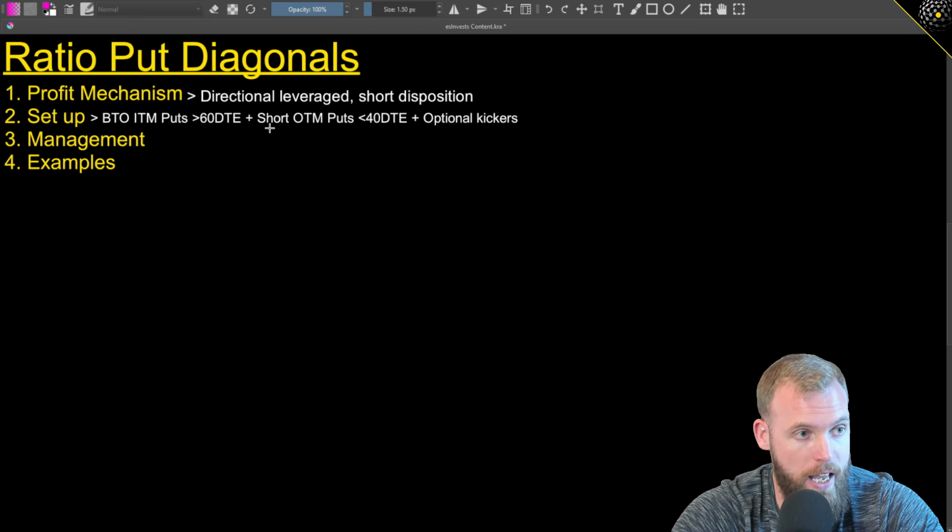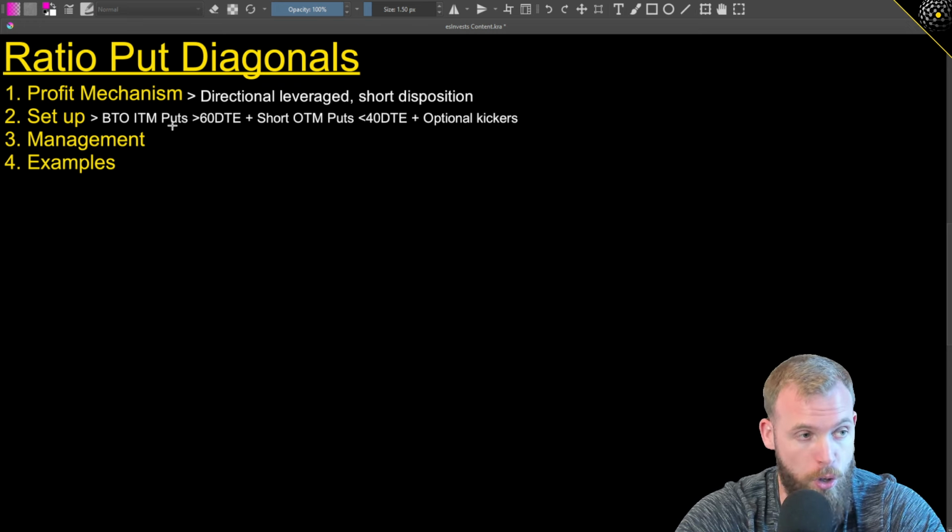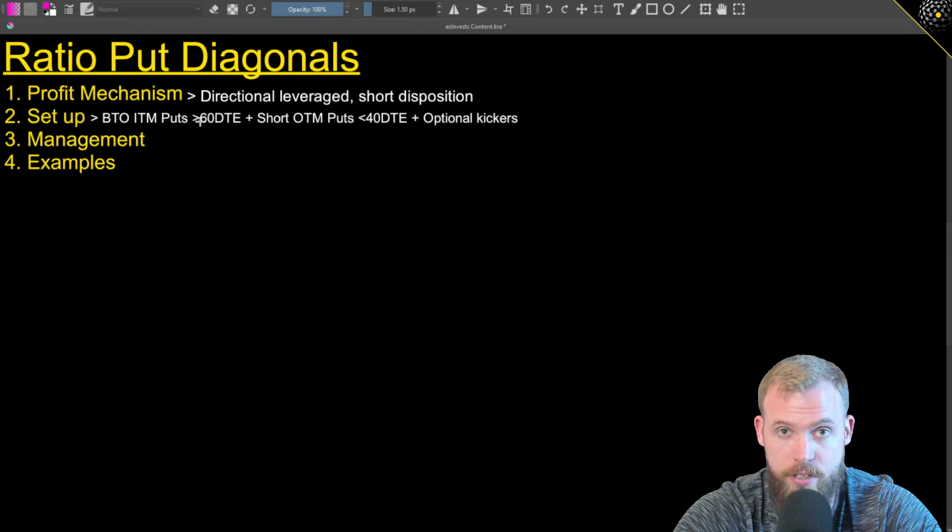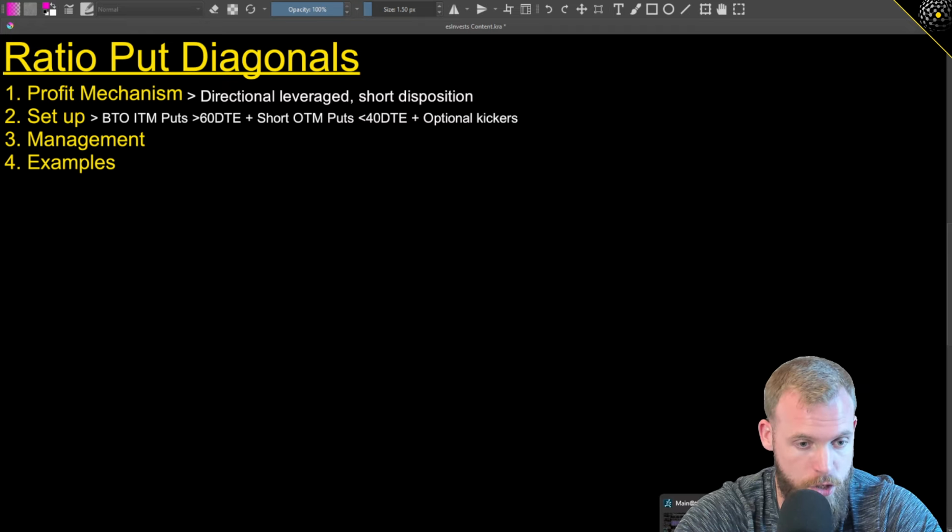And it has a few legs. You'll see that there's two primary legs, and then there's kind of this optional leg, which we'll get into in a little bit. But the primary leg to start with is an in-the-money put that's greater than 60 days to expiration. So let's talk about those two components specifically. Why in the money? Why greater than 60 days to expiration?